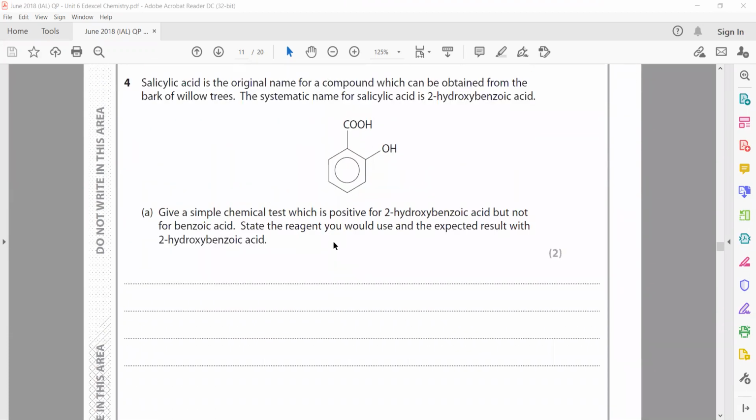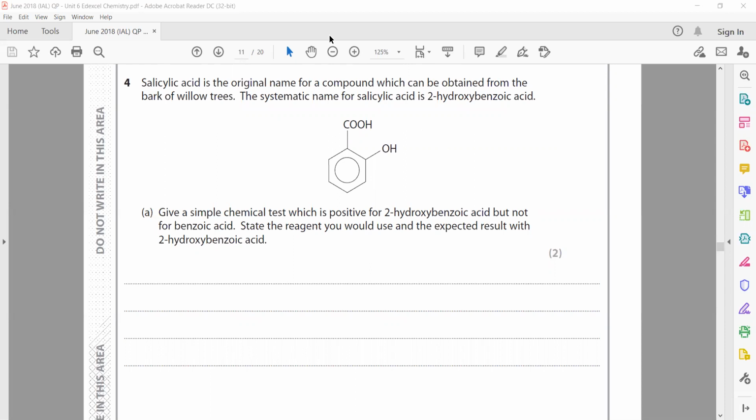Question 4a. Salicylic acid is the original name of a compound which can be obtained from the bark of willow trees. The systematic name for salicylic acid is 2-hydroxybenzoic acid. Give a simple chemical test which is positive for 2-hydroxybenzoic acid but not for benzoic acid. It should not be a test for acid.